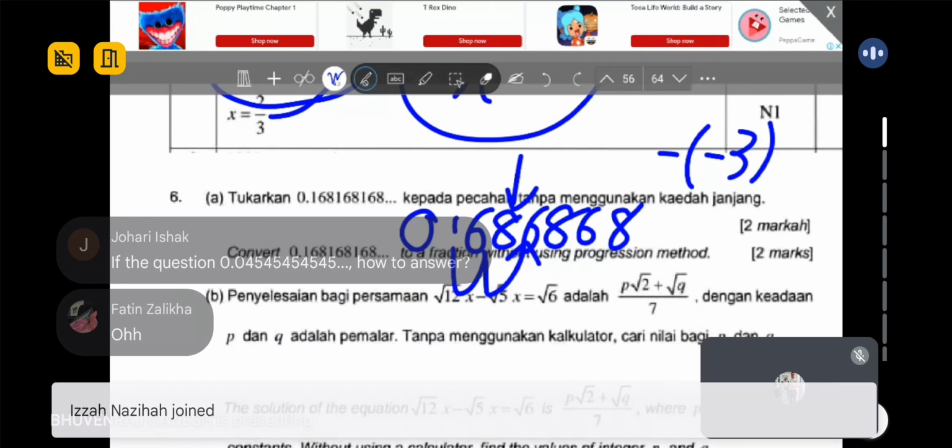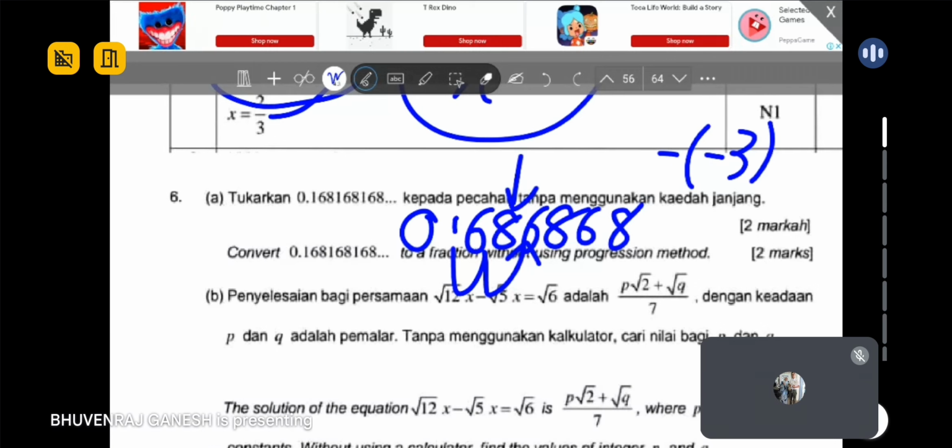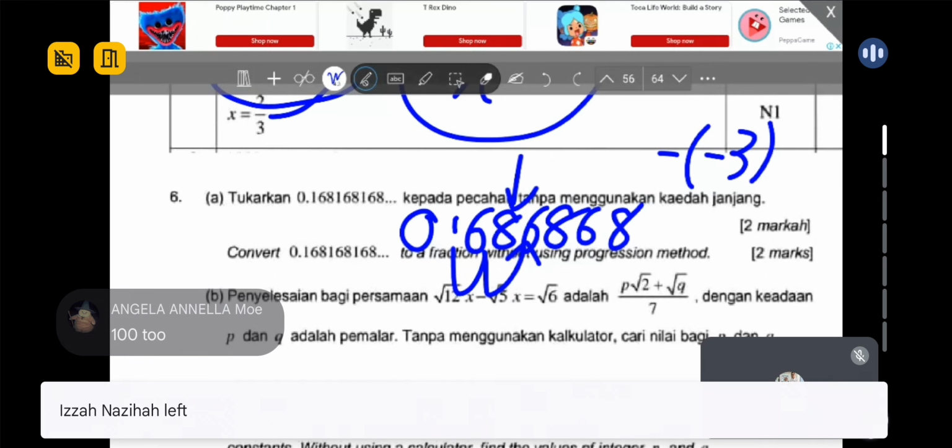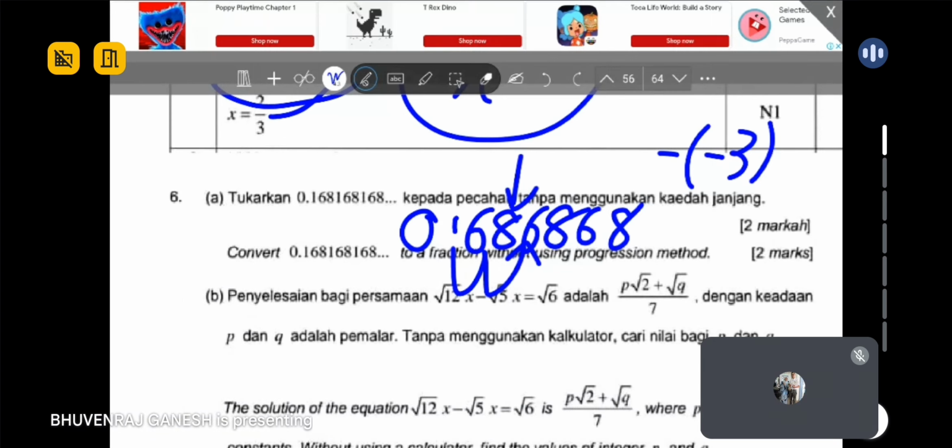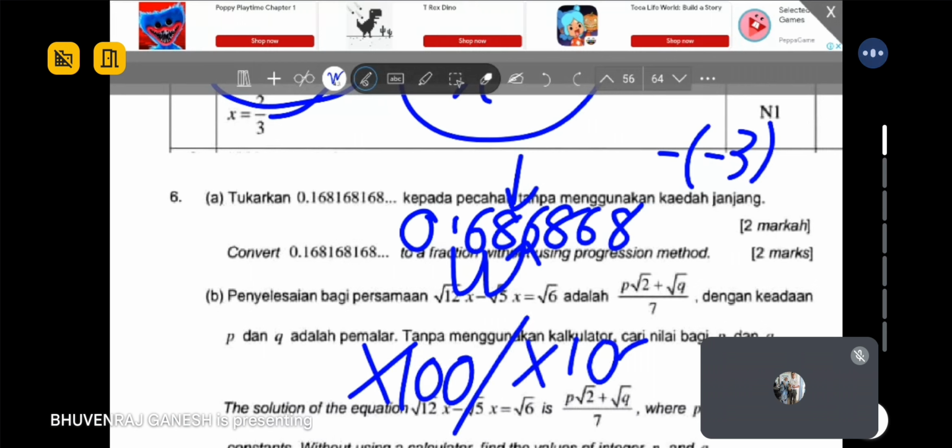If the question is 0.0455, oh, like this. I think usually the question won't ask like that one, because it doesn't show a clear pattern. You have 045 and then 454545. It will be straight to the point like this. Okay? Because you can always times 100 or times 1000. You must be able to times by this.